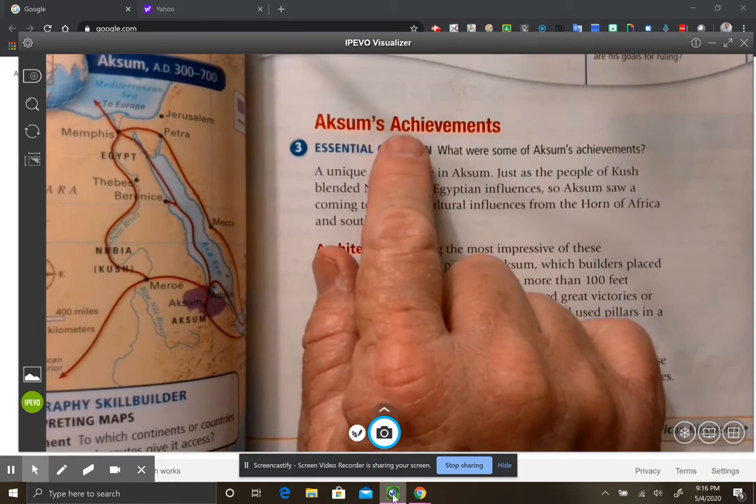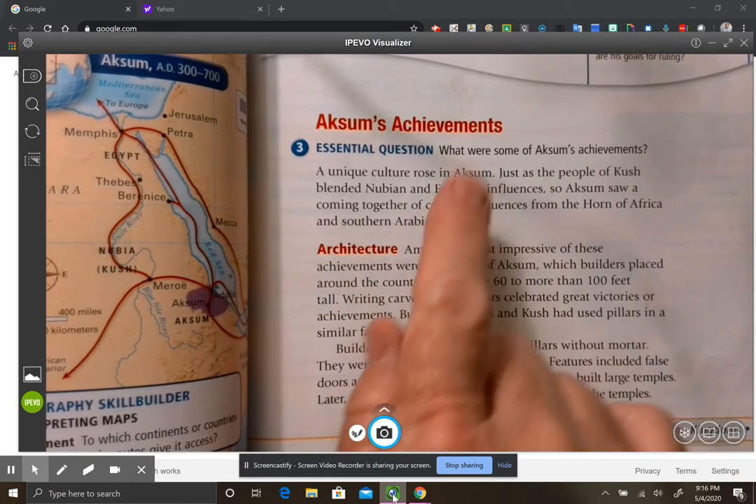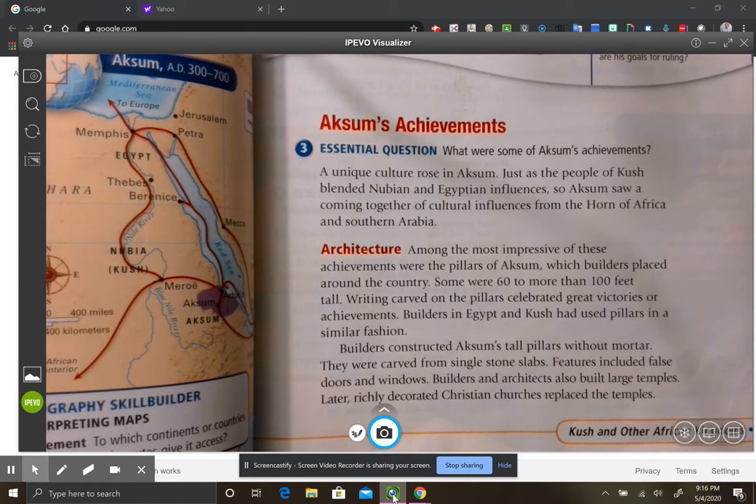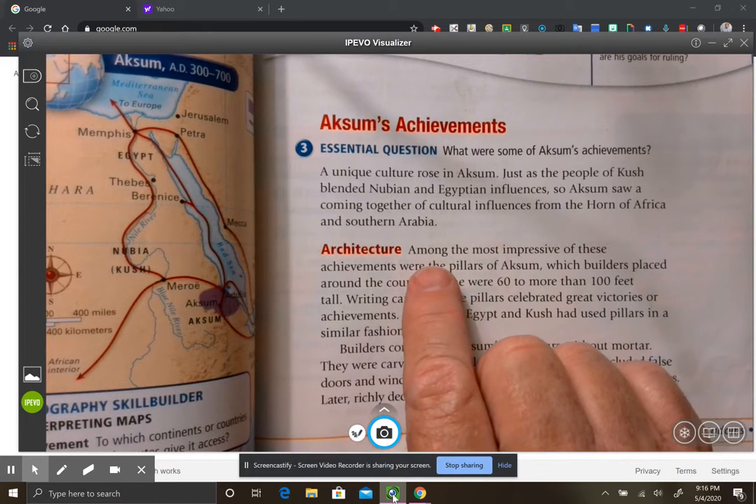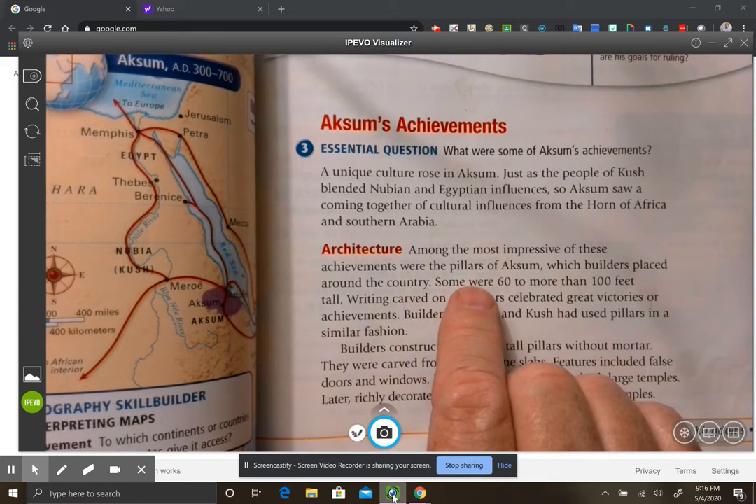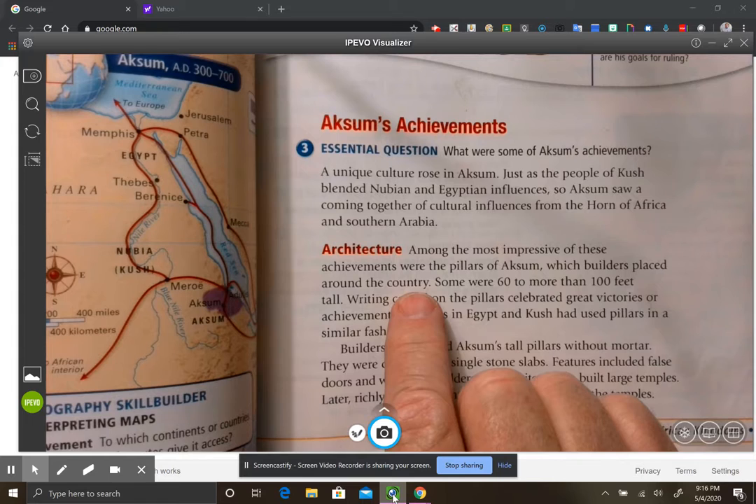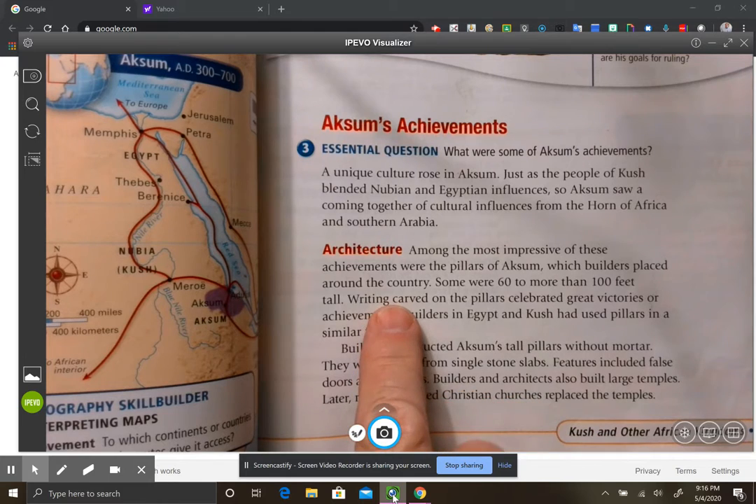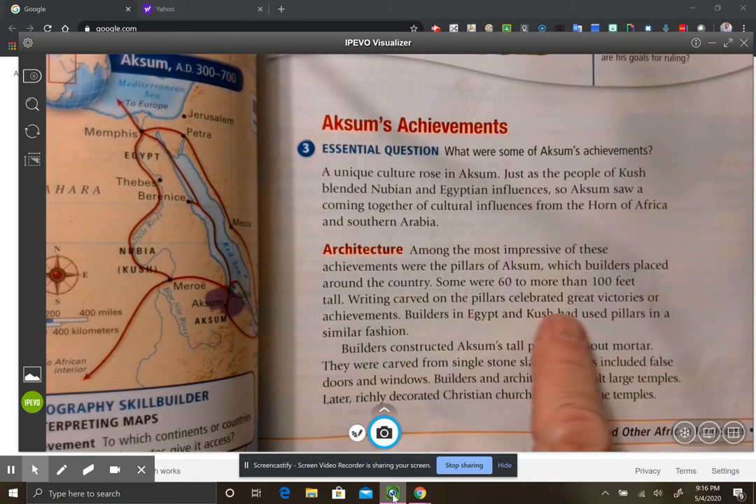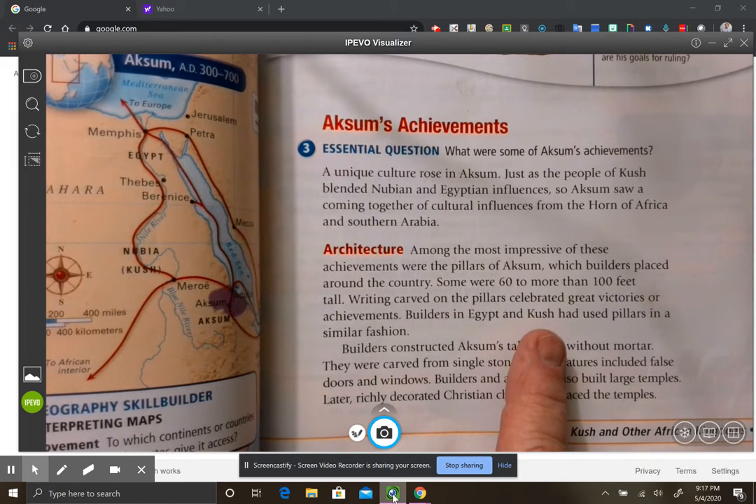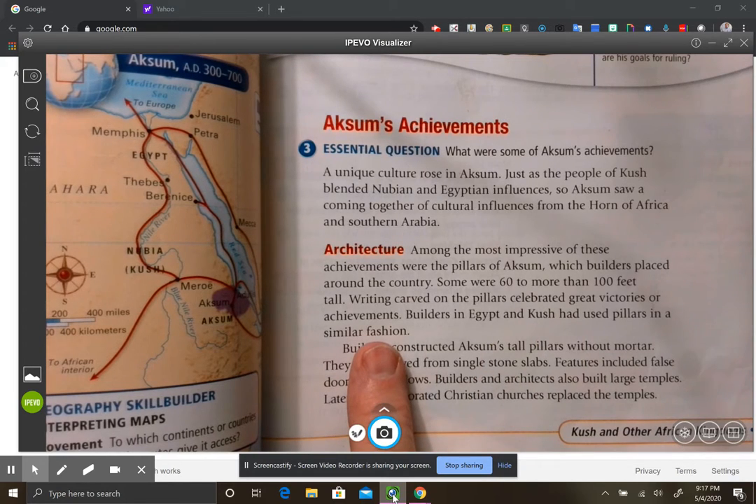Now remember, we're talking about Aksum's achievements, and so we're going to think about what achievements they made. What are they known for? What did they build? So here we go. Architecture. Among the most impressive of these achievements were the pillars of Aksum, which builders placed around the country. Some were 60 to more than 100 feet tall. Writing, carved on the pillars, celebrated great victories or achievements. Builders in Egypt and Kush had used pillars in a similar fashion.